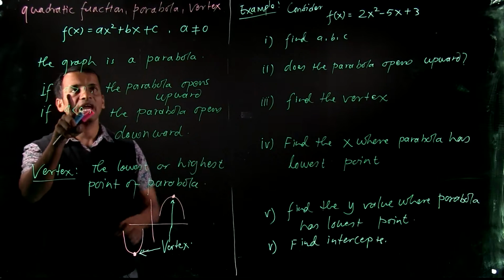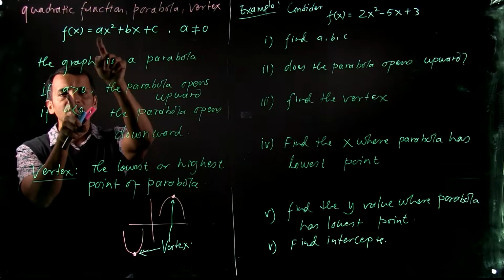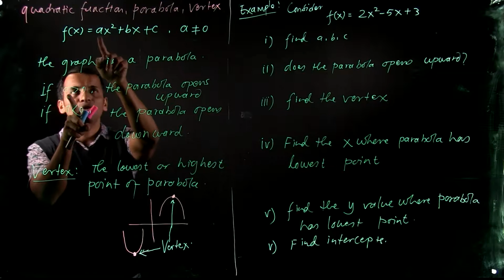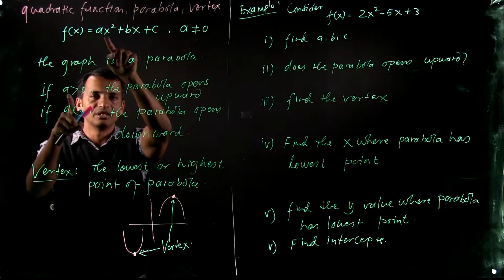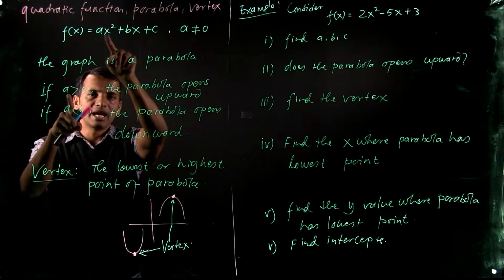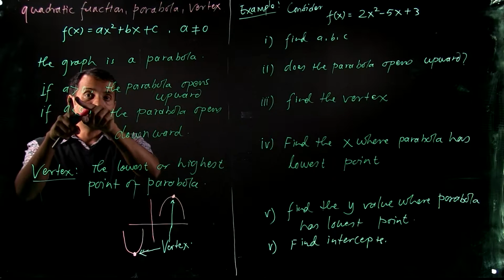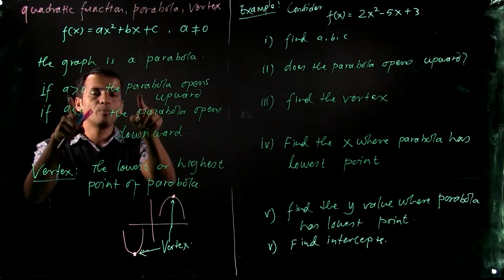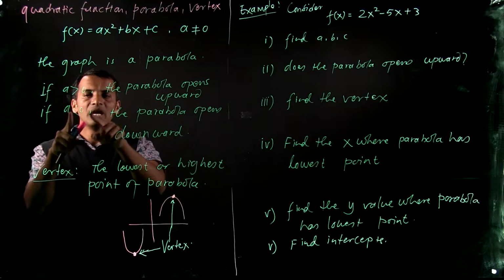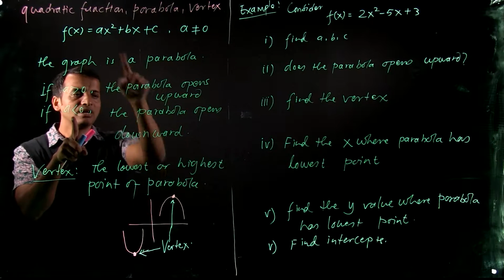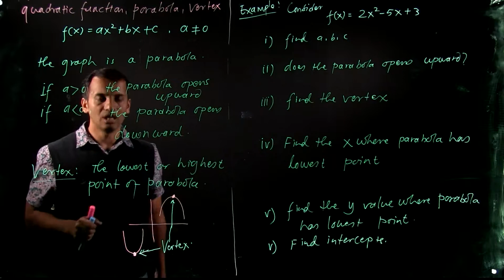So what we call the leading coefficient is the number multiplying x squared, the highest degree term. If that number is positive, then the parabola opens upward. And if that number is negative, then the parabola opens downward.